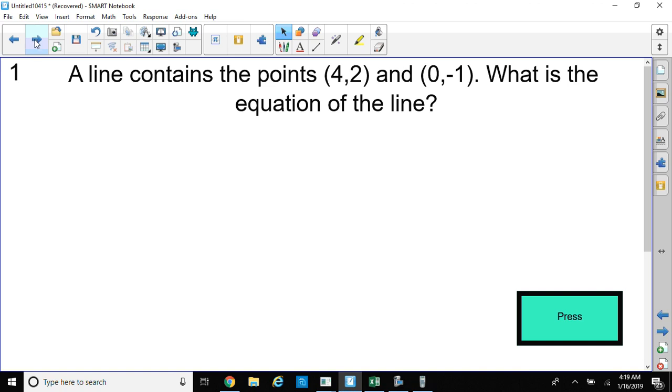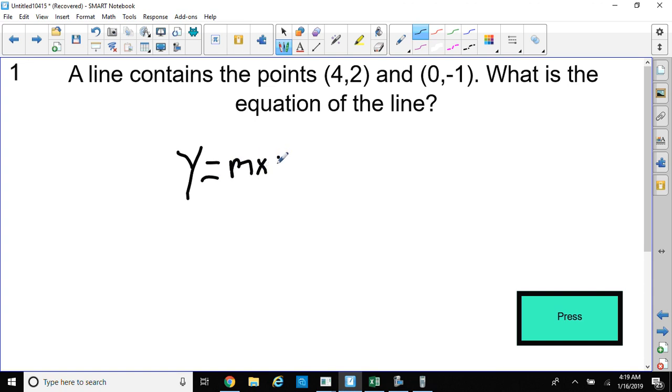All right, let's get going. Here we have a line that contains the points (4, 2) and (0, -1). What is the equation of this line? Well, there's a formula you should know. So let's get a pen. It is y = mx ± b.